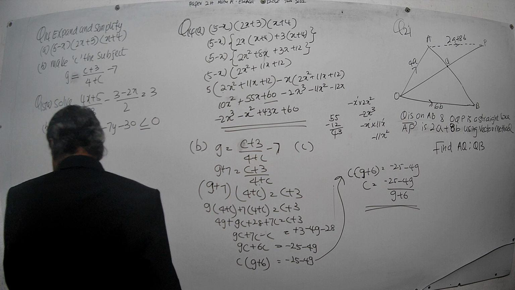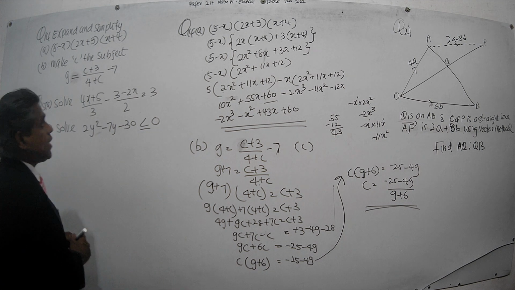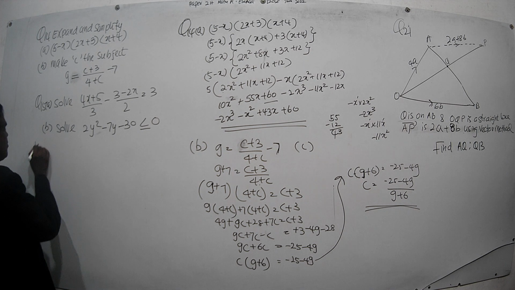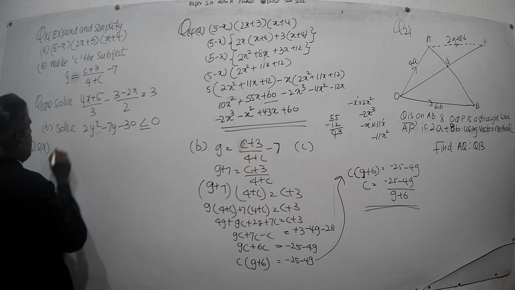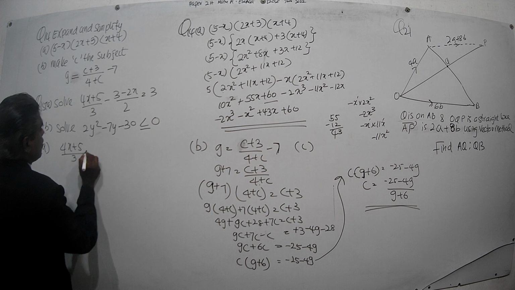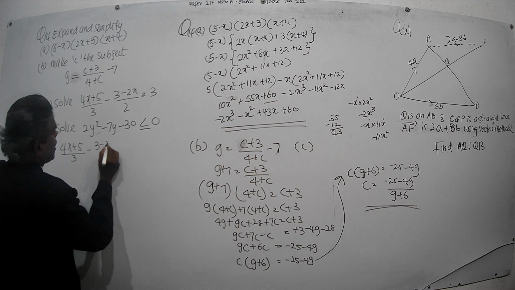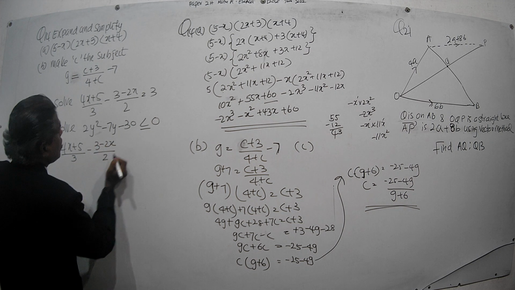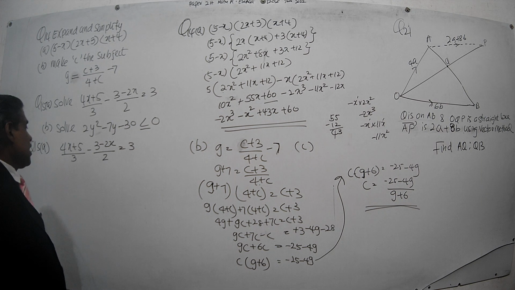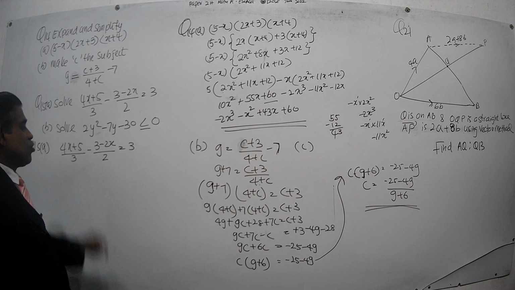Now 15A here. Question 15, then we write 15A here. Alright. They ask to solve this one: (4x plus 5) over 3 minus (3 minus 2x) over 2 equals 3. Then here these are fractional equations. When there are fractional equations, it is easier to solve them if you remove the denominators. So first of all, we remove the denominators.